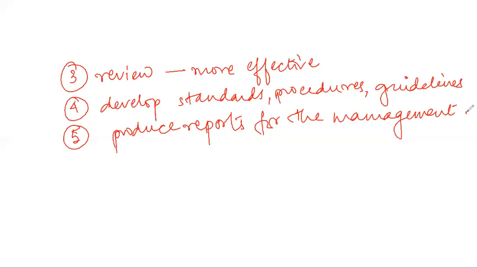So first they will audit the project, and they will see if the processes are being followed. Then they will collect the process and product metrics, and analyze them to check if the quality goals are met. Then they will review this quality system in order to see that it is more effective. Then they will develop the different standards, procedures, and guidelines, and then they will produce reports to the top management so that it summarizes the effectiveness of the quality system in the organization.